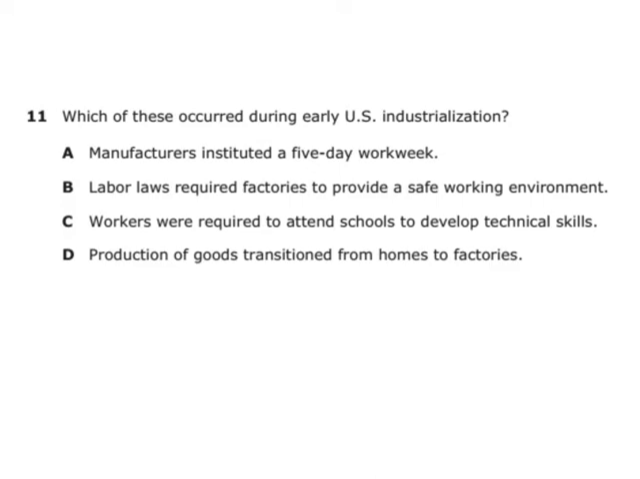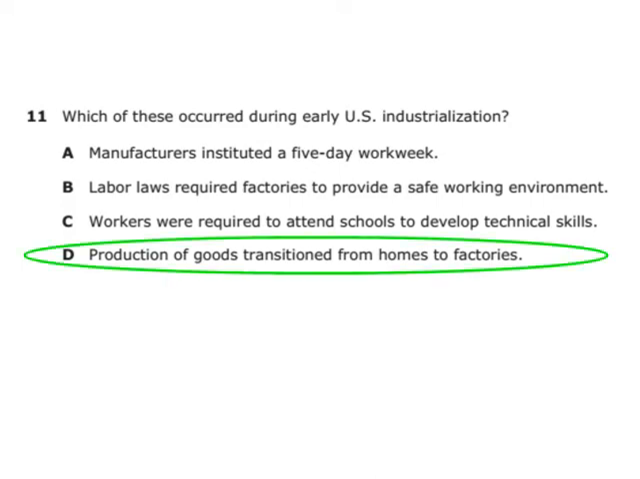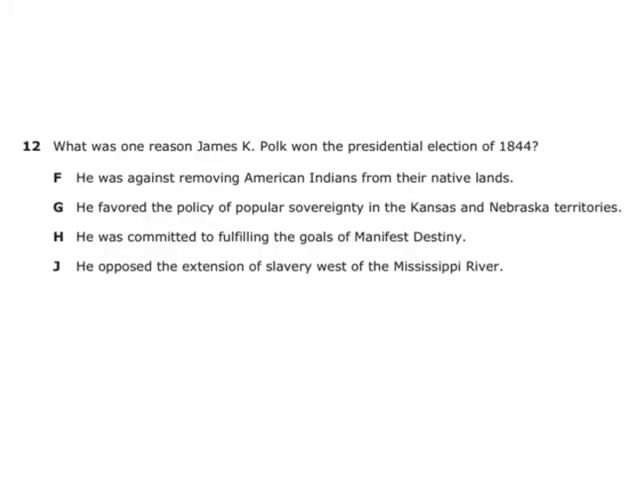Which of these occurred during early U.S. industrialization? Production of goods transitioned from homes to factories. So people used to make things in their homes, but now with industrialization, the growth of industry, aka factories or mills, people made less things at home, and now they started making those in factories because it was quicker and more efficient in factories.